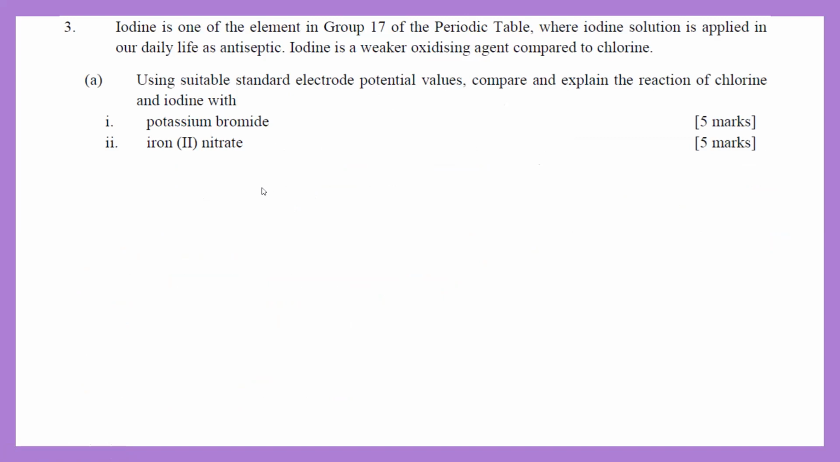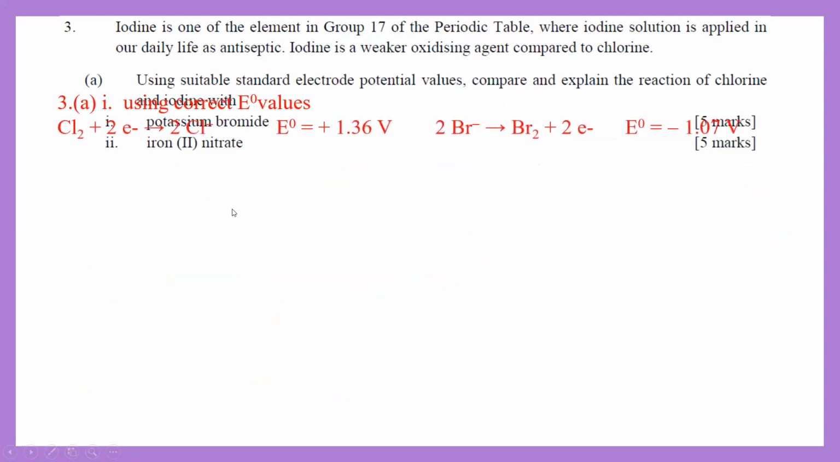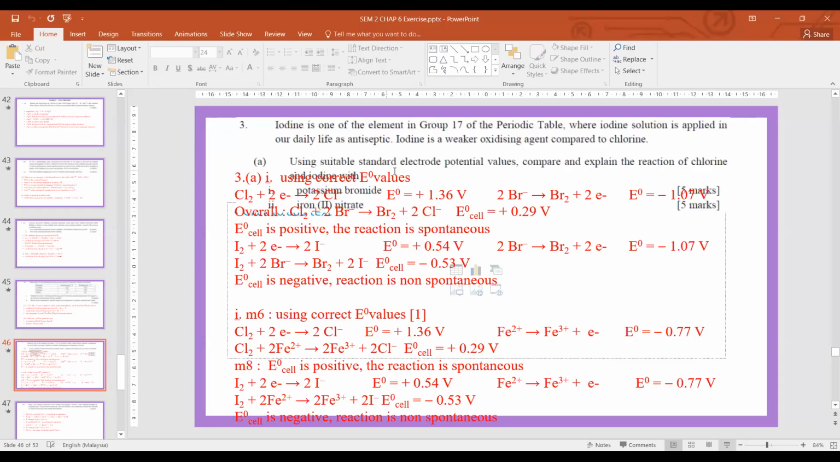So in here you have to compare for both of them, okay? Chlorine and also iodine with number 1, potassium bromide. So in here, chlorine can be used to displace the bromide, based on the E° value of this one.